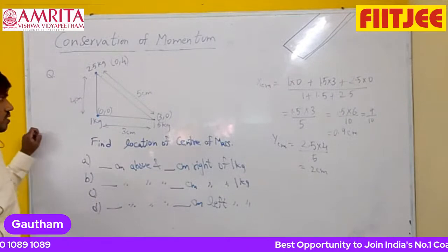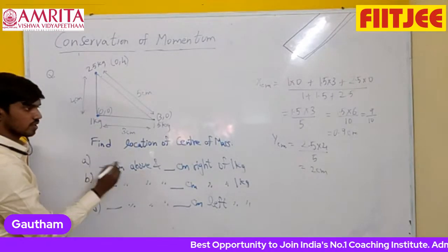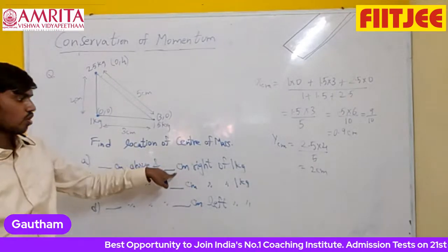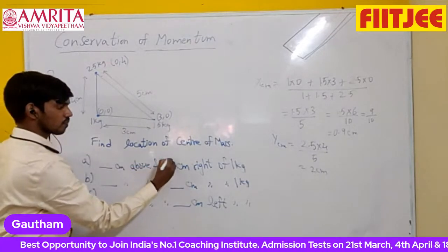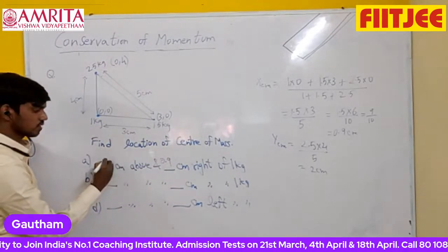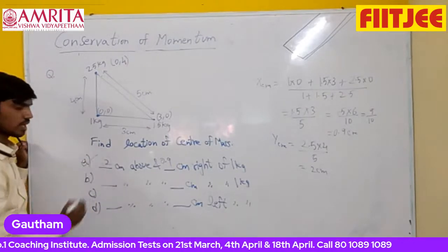So final answer is 0.9 centimeter to the right and 2 centimeters above 1 kg block. So that will be the correct answer.